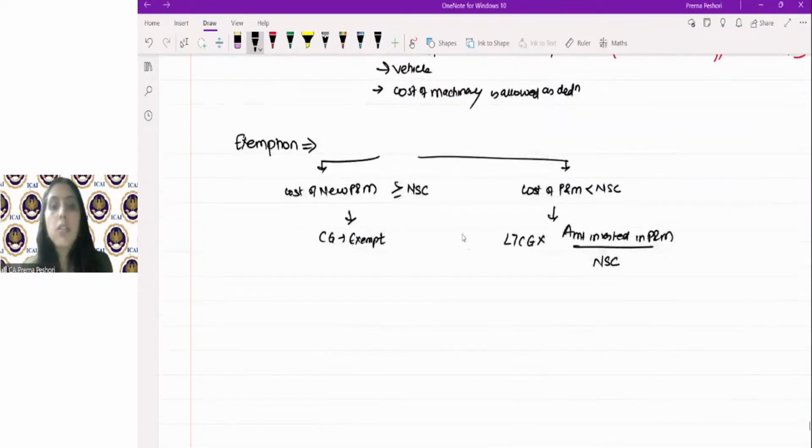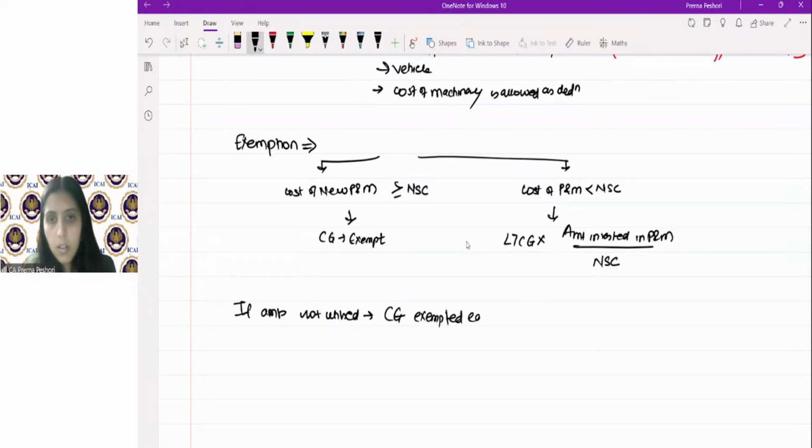So if the amount is not utilized, then capital gain exempted earlier is taxable. Or if the new equity shares or the plant and machinery are sold or transferred within the lock-in period. What is the lock-in period over here? 5 years.